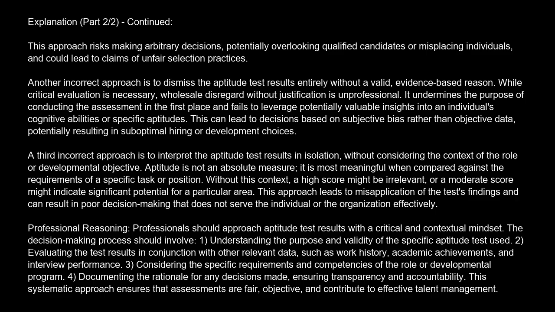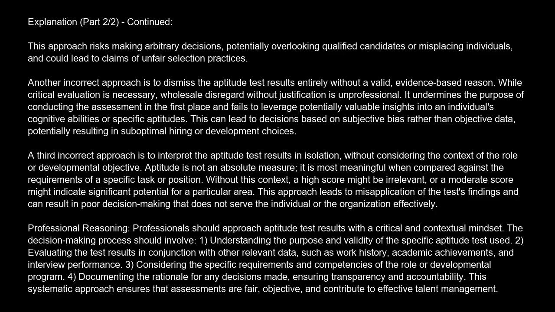A third incorrect approach is to interpret the aptitude test results in isolation, without considering the context of the role or developmental objective. Aptitude is not an absolute measure. It is most meaningful when compared against the requirements of a specific task or position. Without this context, a high score might be irrelevant, or a moderate score might indicate significant potential for a particular area. This approach leads to misapplication of the test's findings and can result in poor decision-making that does not serve the individual or the organization effectively.